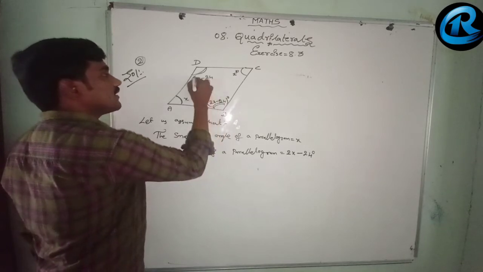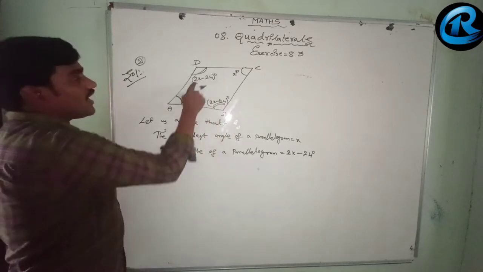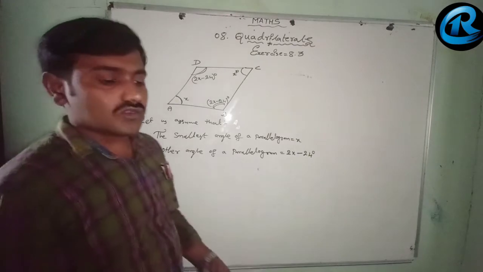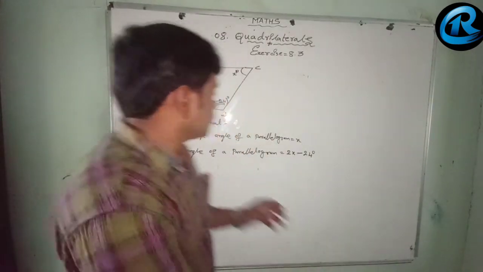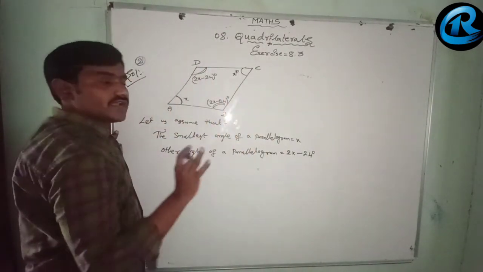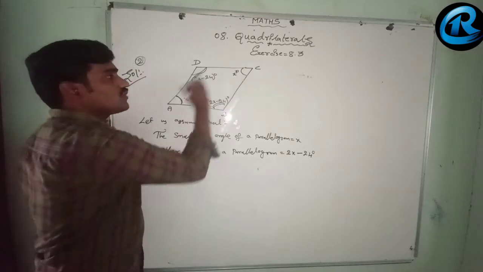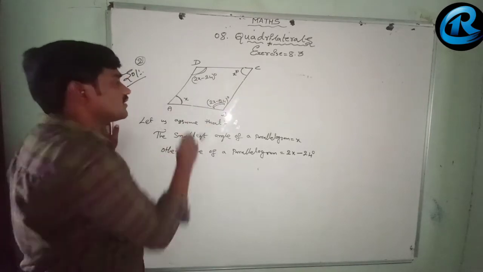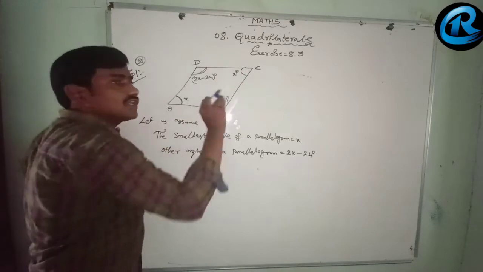So same concept again. When you add two consecutive angles, we have to get 180 degrees. Yes, sum of any two consecutive angles equal to 180 degrees. Or the sum of all the angles equal to 360.